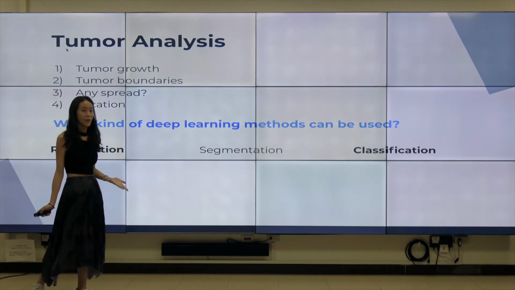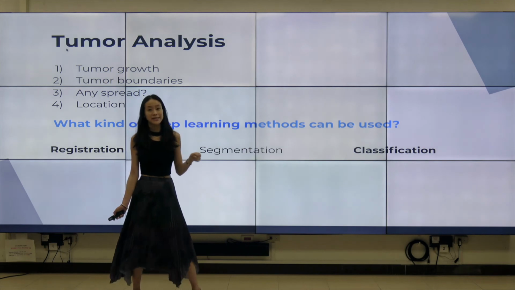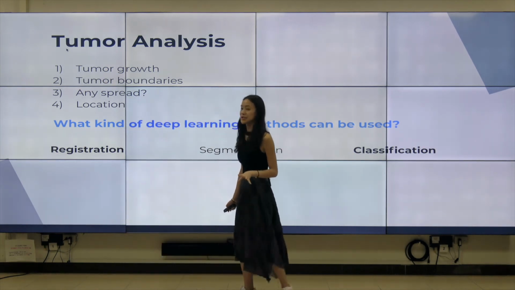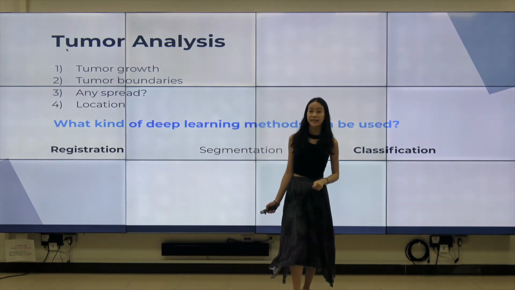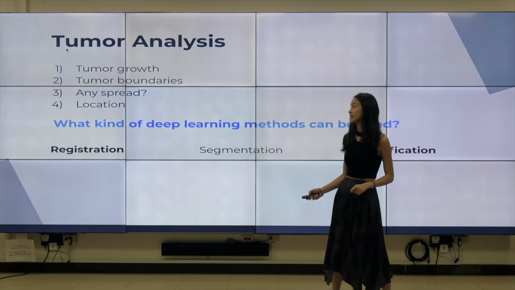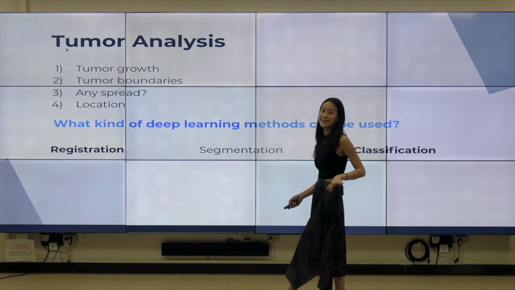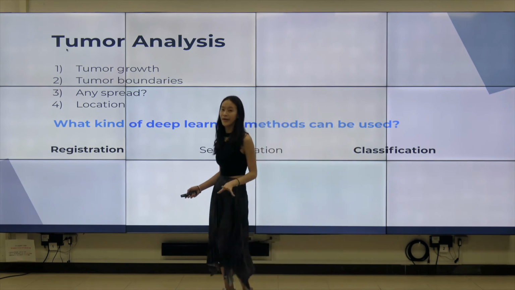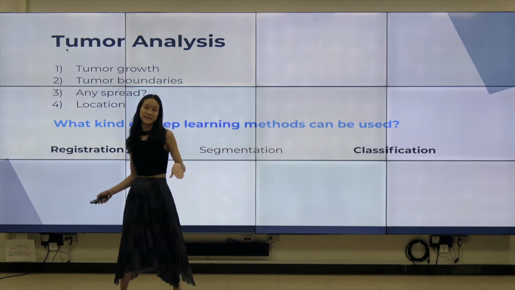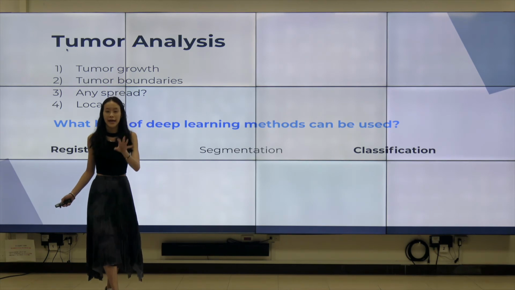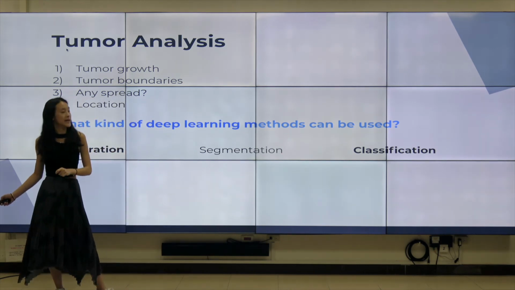The answer is actually all of them. So we're going to see in an example later how we can actually use registration, segmentation, and classification in prognosis. And this is the interesting part because you're tying everything together into one method, or into one aim or one goal that we're trying to get at.